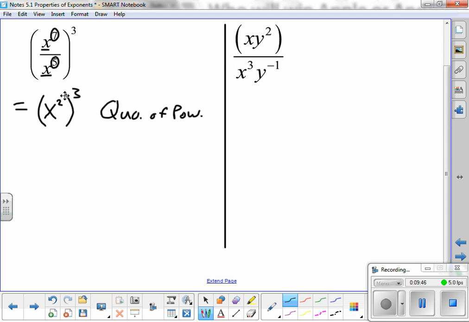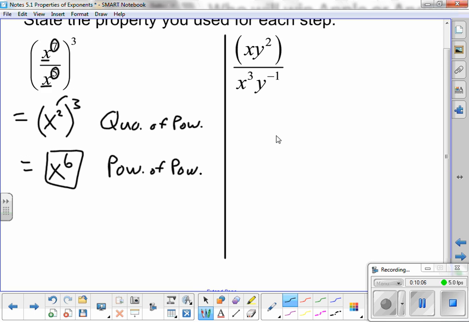Okay, so now the next step is, now I have a power of a power. So I'm going to go ahead and multiply it in. So it's going to be x to the 6th power, and then that's it. So that was the power of a power. Can't evaluate that because it's a variable, so you got to stop there.